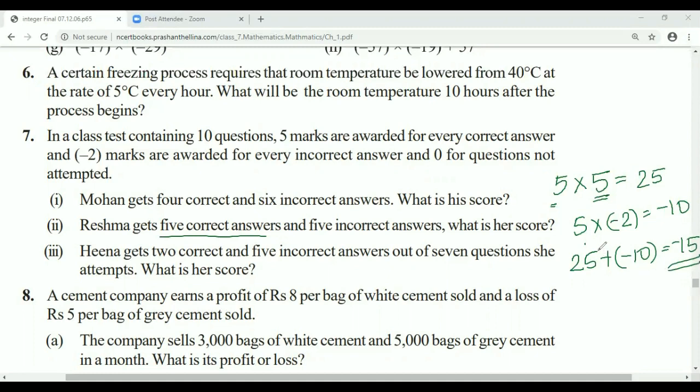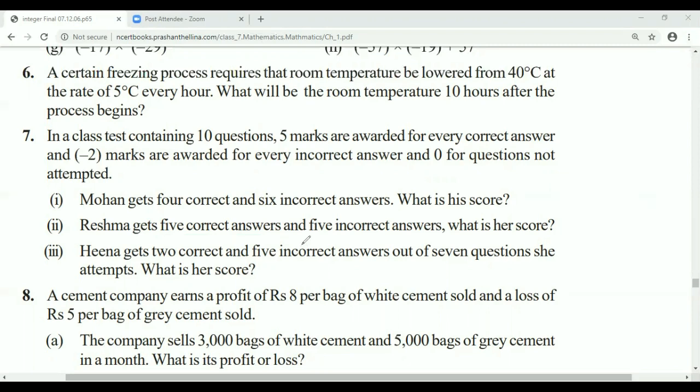So the final mark she is receiving is 25 plus negative 10, which is equal to positive 15 marks. Now listen to question number 3.